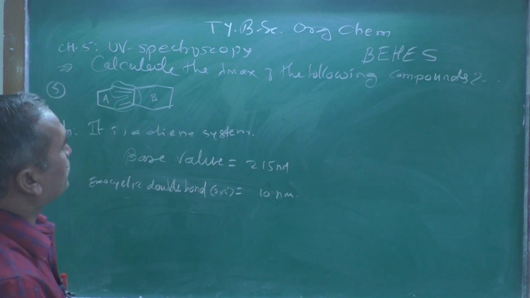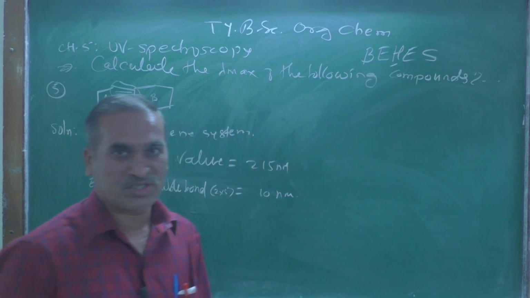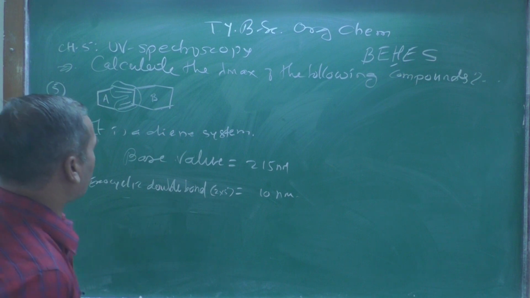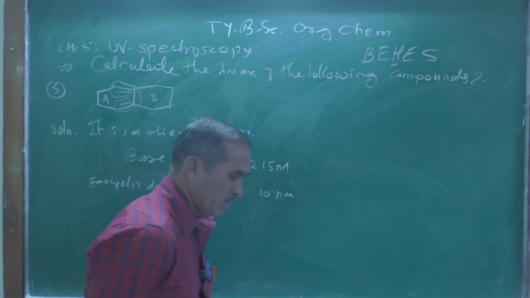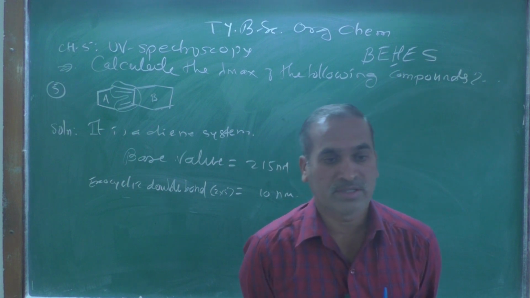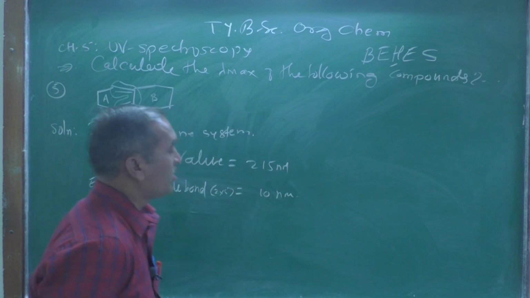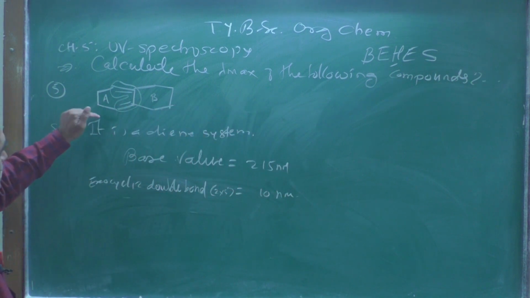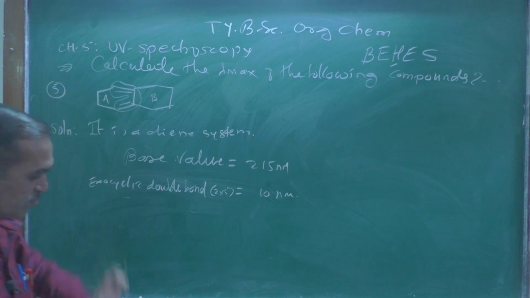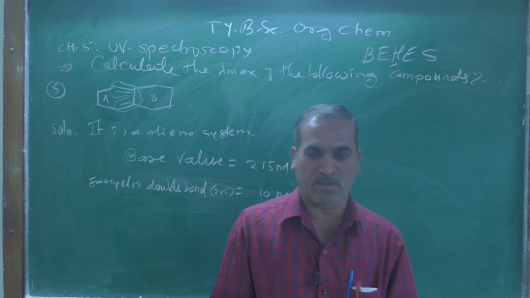And now after that, what does H stand for? H stands for homoannular system. Now tell me, does this compound have a homoannular system? Yes. Does this compound contain a homoannular system? Yes. And as we know, according to the definition, homoannular system means what?